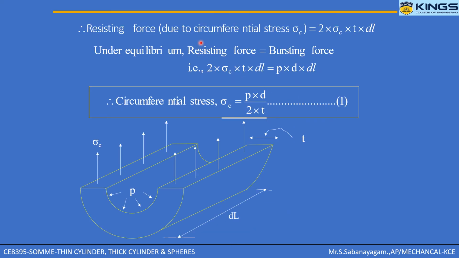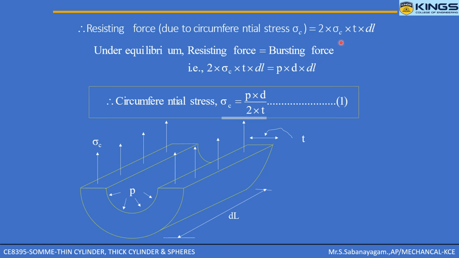So what will be the resisting force? Since we had calculated the bursting force, the resisting force will be twice, that is 2 into circumferential stress into thickness into dl. That will be the resisting force due to circumferential stress, right? So under equilibrium, the resisting force will be equal to the bursting force.